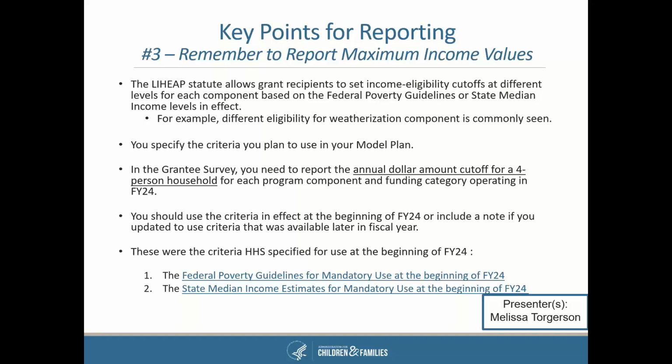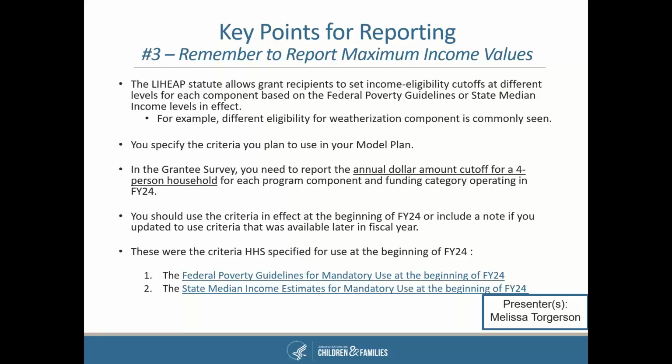The statute allows grant recipients to set income eligibility cutoffs at different levels. So some of you are using federal poverty guidelines, some of you are using state median, some of you are using both. It's up to you to determine that. In the grantee survey, we just want to know what that is. We want to make sure that you are sticking with what you said you were going to do in your model plan, and that it's in compliance with the statute.